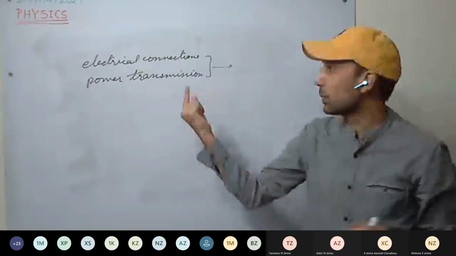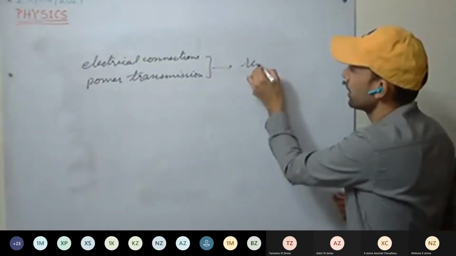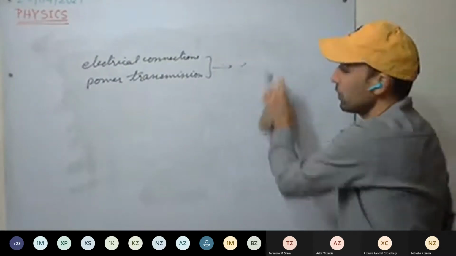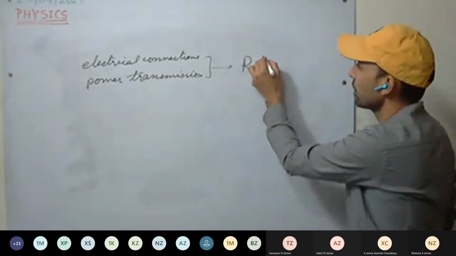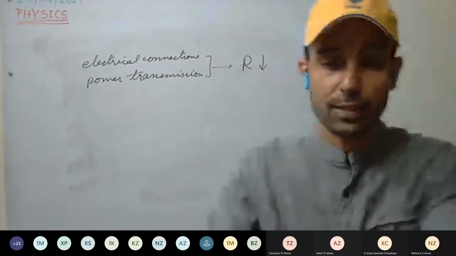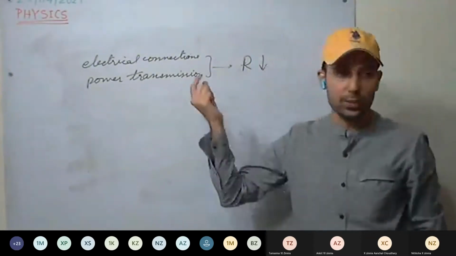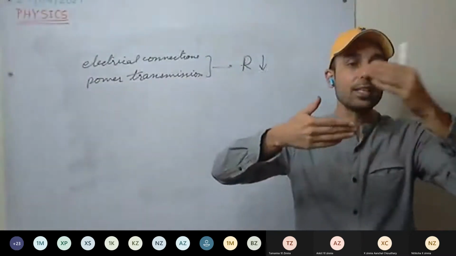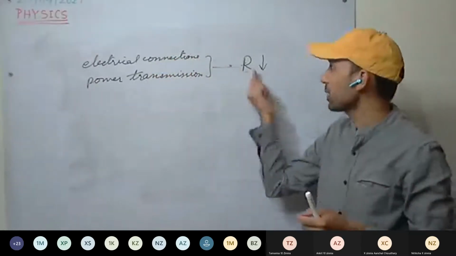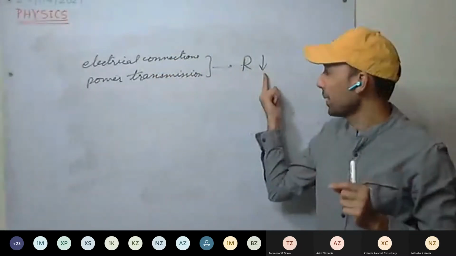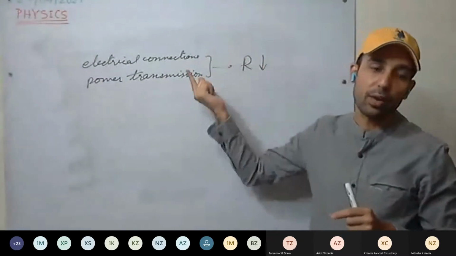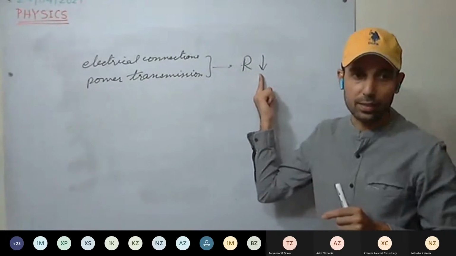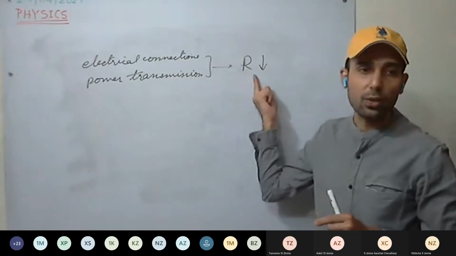The resistance must be low. It means we must use a wire whose resistance R is low. For making electrical connections or power transmission, there should not be loss of current. There must be low resistance. So we will use wires of the material which has low resistance. Okay, so the wires must have low resistance.